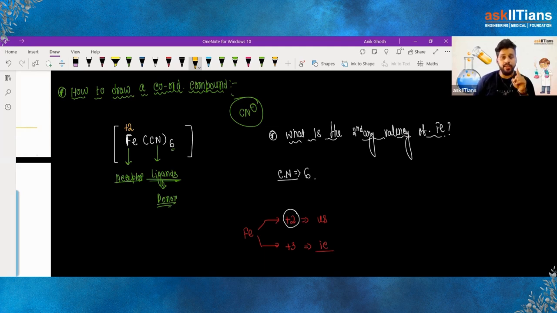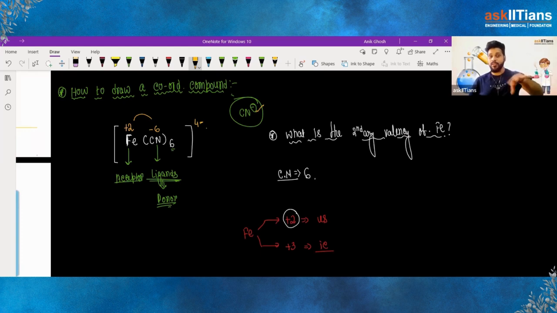Now 6 cyanide. What is the charge of them? You can see 1 cyanide is containing 1 minus charge. So 6 cyanide would be containing 6 minus charge. Simple. So what is the total charge on the square bracket over here? Minus 4. Total, adding them up. Total charge is minus 4. So now my question is, with this particular coordination compound, it's an iron complex with a 4 minus charge.